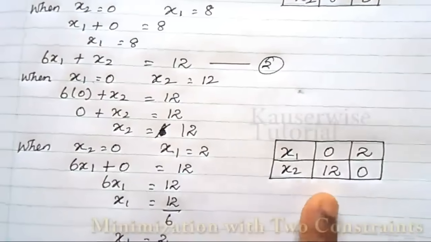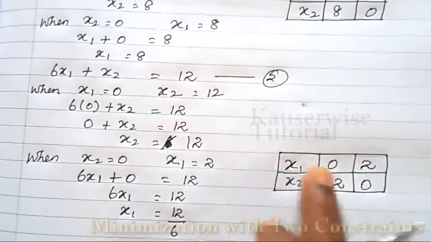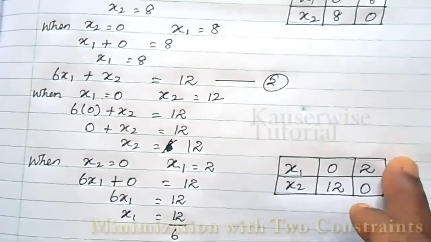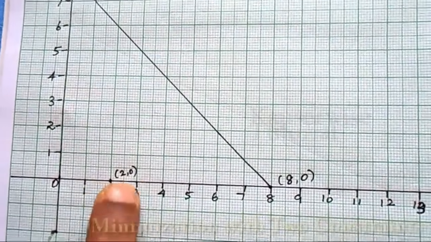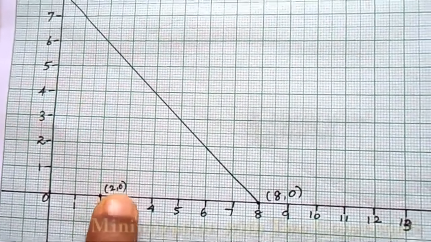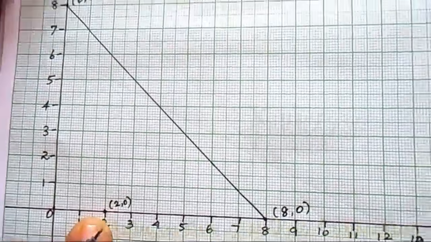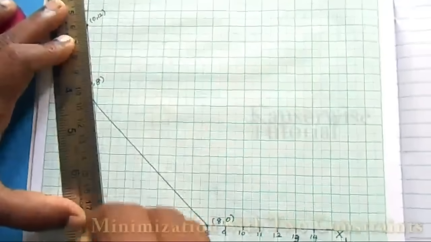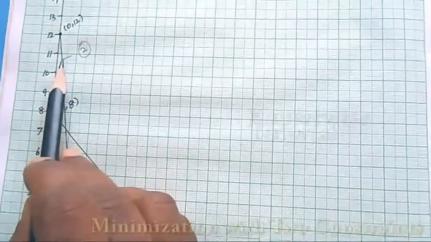Now, see the values for the second equation. x1 is 0, x2 is 12, and the second point is x1 is 2, x2 is 0. For the second constraint, the first point is 0, 12, that is x1 is 0, x2 is 12. Look at the second point: 2, 0. Now, we need to join the two points. This line represents the first constraint and this line represents the second constraint.